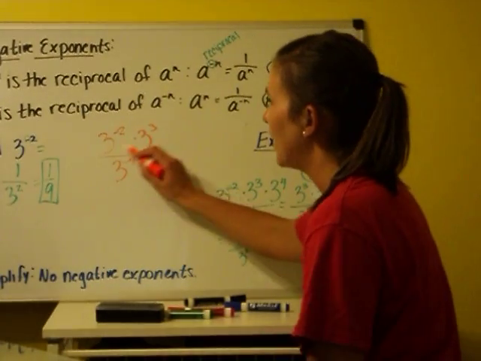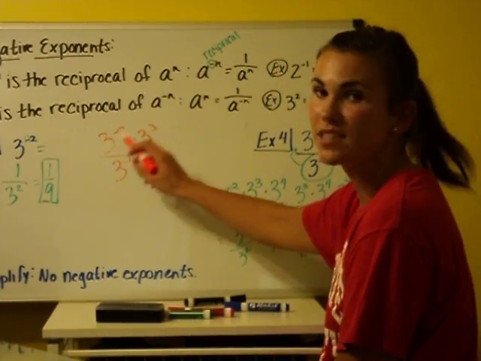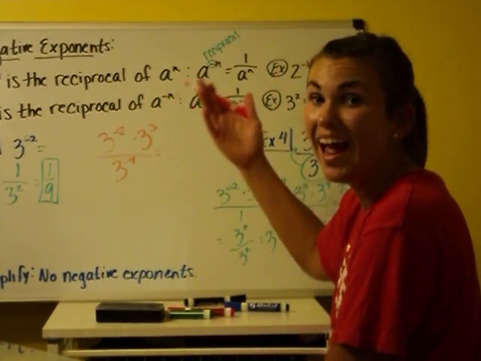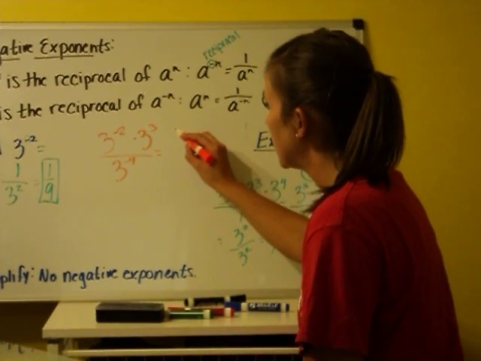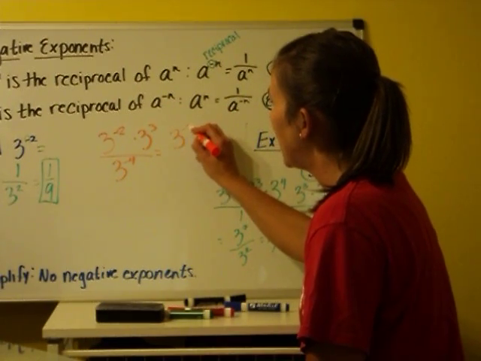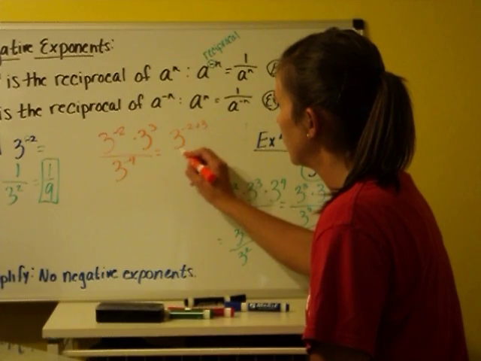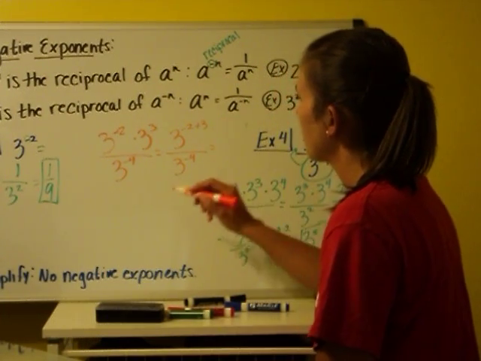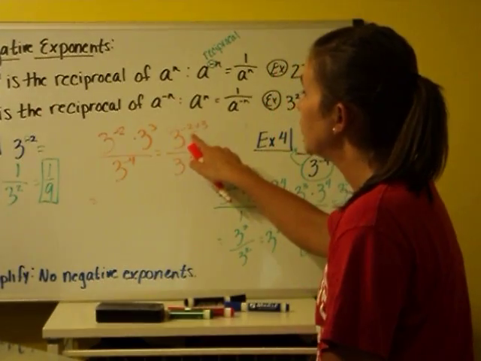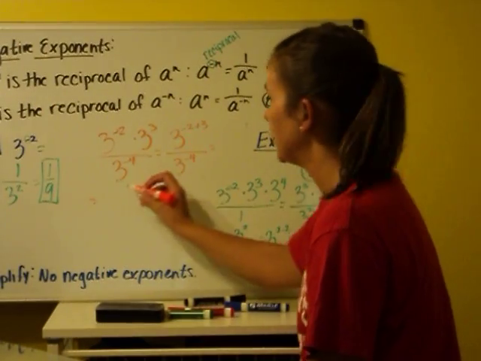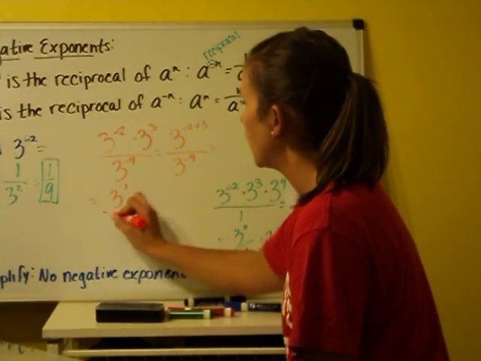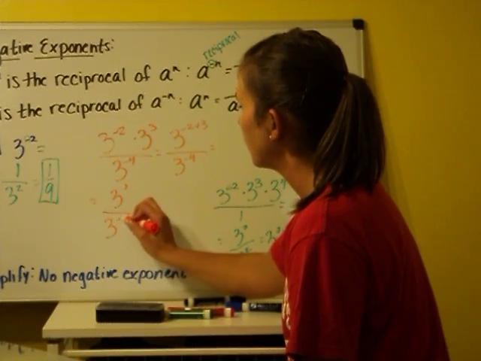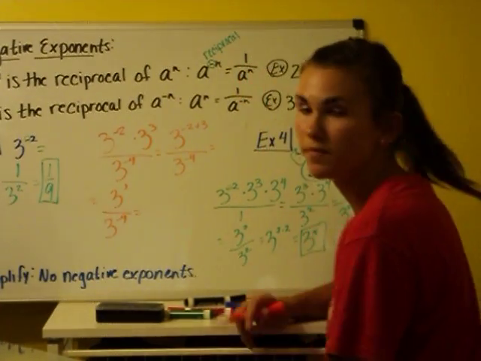So we have the same base. So if we have the same base and we're multiplying it, what can we do? Add the exponents. So here we're going to have 3 to the negative 2 plus 3 all over 3 to the negative 4. Okay, negative 2 plus 3 is 1. So I'm going to have 3 to the 1 over 3 to the negative 4.